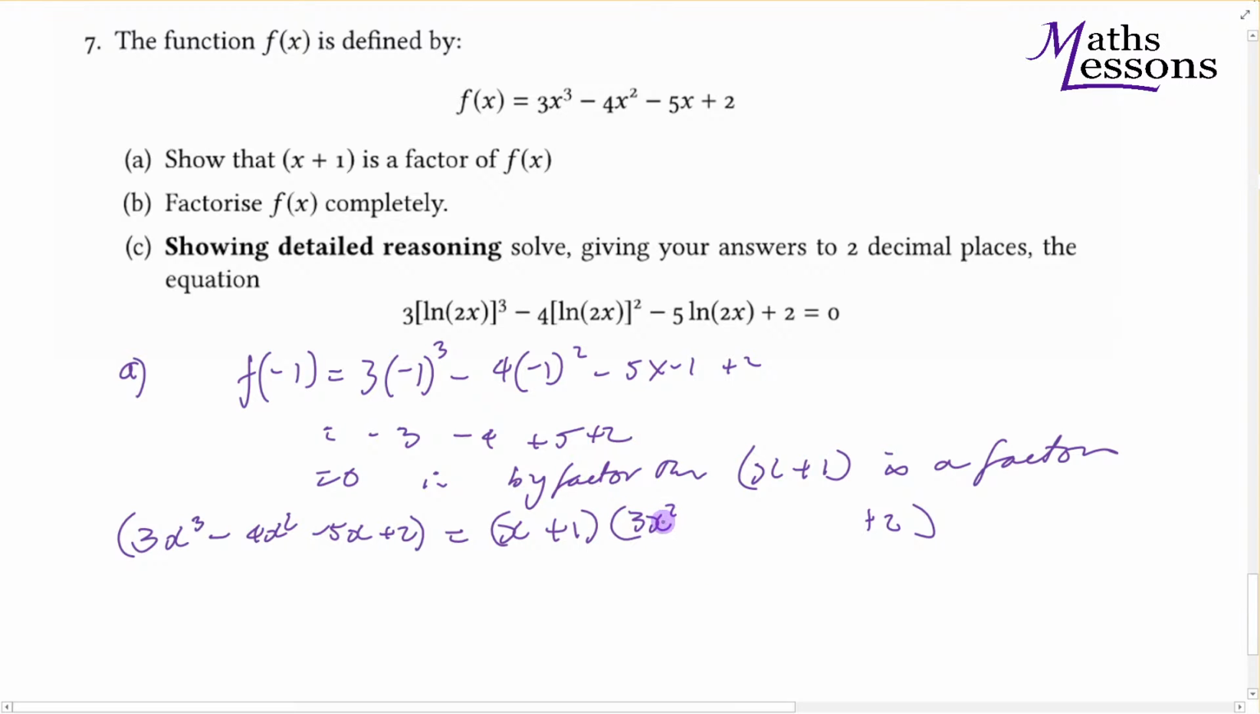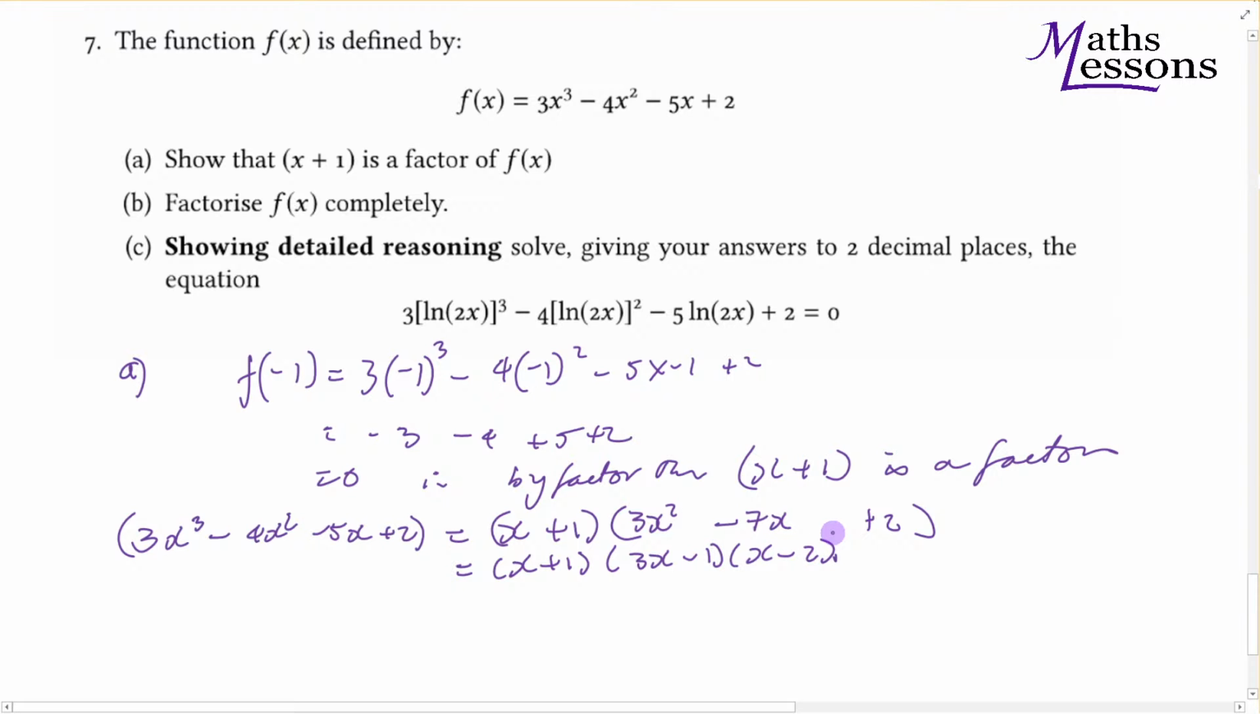Well, 3x squared times 1 will give me 3x squared, but I need a minus 4x squared. So if I put a minus 7x here and times that by x, that will give me my minus 4x squared. Check on the x's. Minus 7x times 1 is minus 7x. 2 times x is 2x. And they combine to give you minus 5x. So we get x plus 1, and then we get 3x squared minus 7x plus 2, which factorizes to give 3x minus 1 times x minus 2.